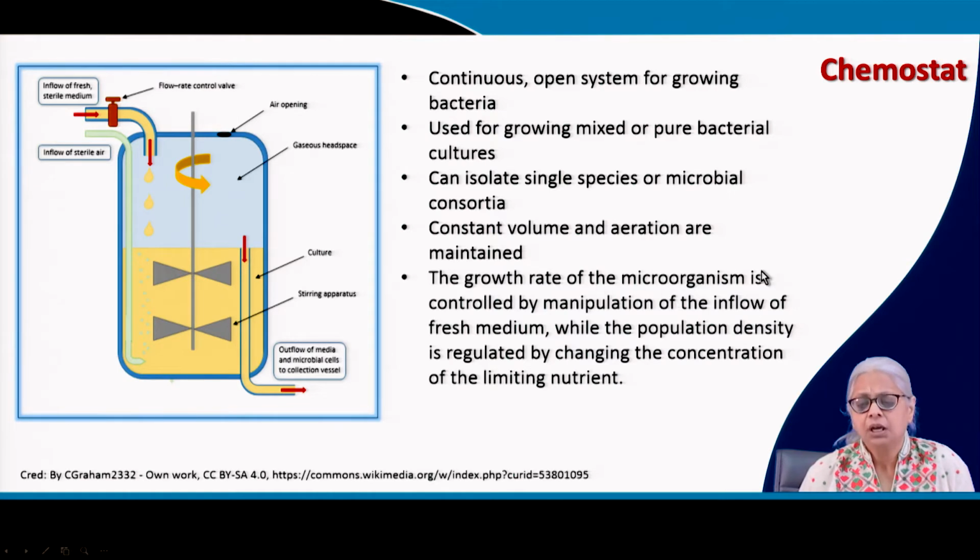The growth rate of the microorganisms can be manipulated by manipulating the flow rate coming into the reactor. So this is the inflow of fresh media, and you can regulate the population of cells within the reactor by changing the concentration of the limiting nutrient. And the limiting nutrient in this case, in all these derivations that we're going to go through in the next few slides, is shown by the letter S. So S stands for the growth limiting substrate.